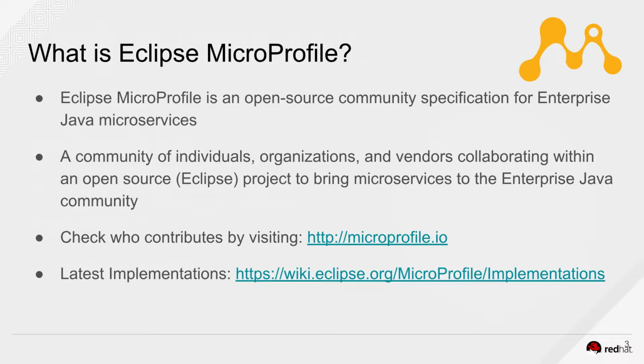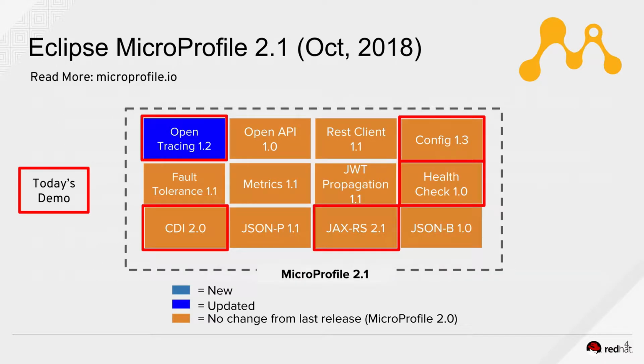So there's around 12 of these specs so far, and today we're only going to focus on a few of them for doing dynamic application configuration, health checking, distributed tracing, and a couple of RESTful APIs with some dynamic injection in Thorntail.